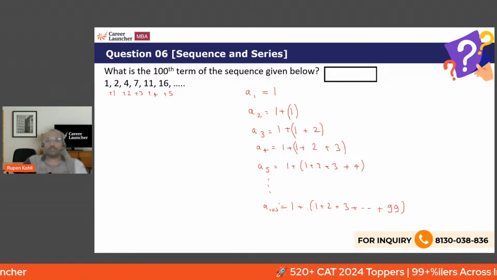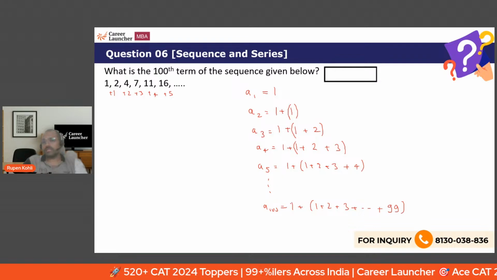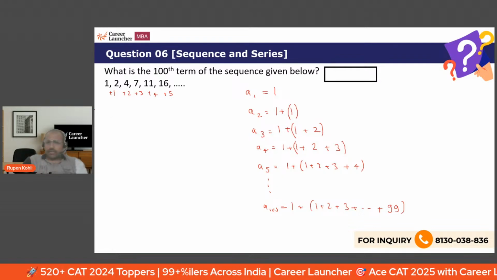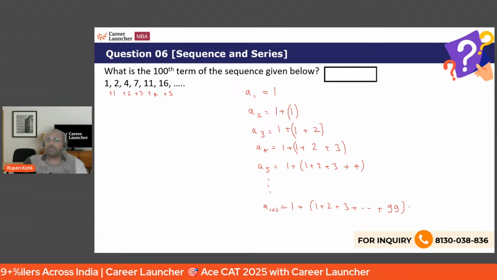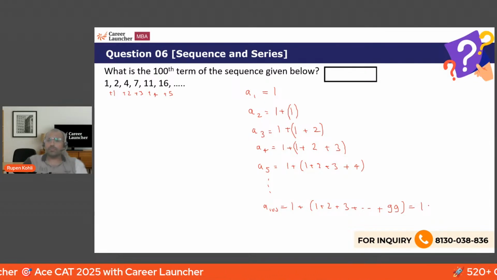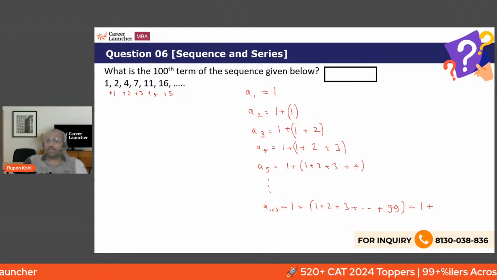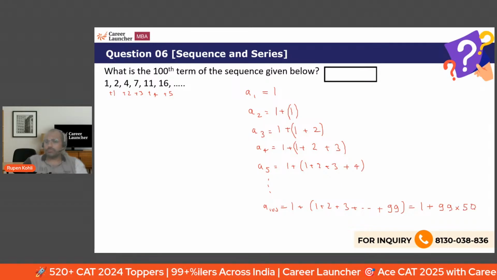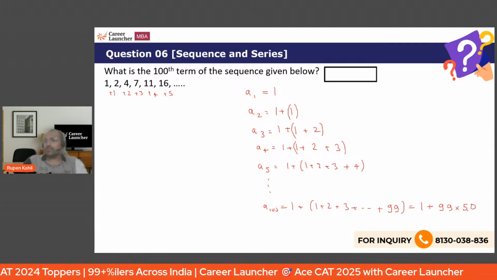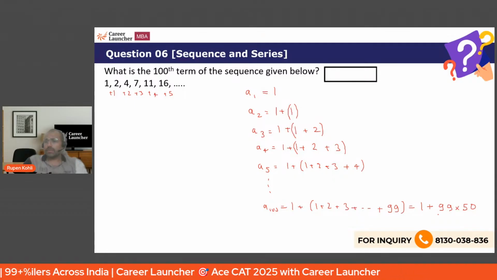Pattern recognition, right? That is what is your job in sequence and series, right? So we know all this, how to calculate this. 1 plus the sum of the first 99 natural numbers, which will be n into n plus 1 by 2 is the formula. So 1 plus 99 into 100 by 2 for the sum of the first 99 natural numbers. So 99 into 50, 100 by 2. 99 into 5 is 495. So this is 4950 plus 1.